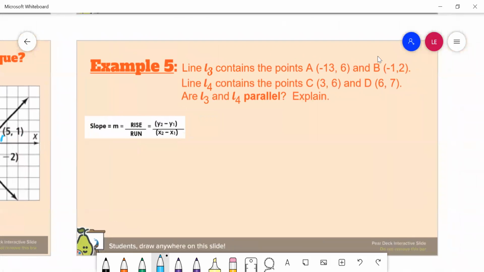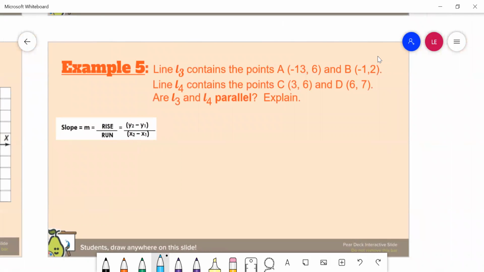Now, in some cases, you won't have a graph. You'll have to actually use the formula y2 minus y1 over x2 minus x1. So I'm going to find the slope of line 3 first. Remember that this is x1, this is y1, x2, y2. We can label the other points the same.